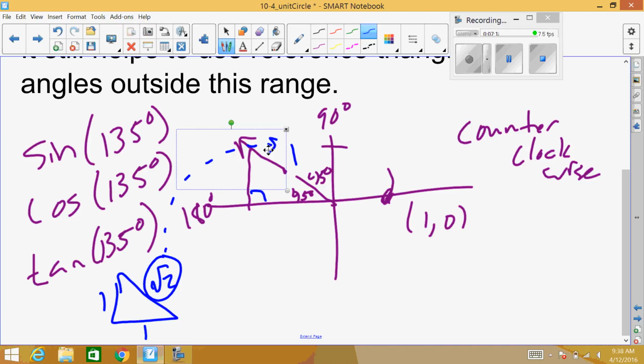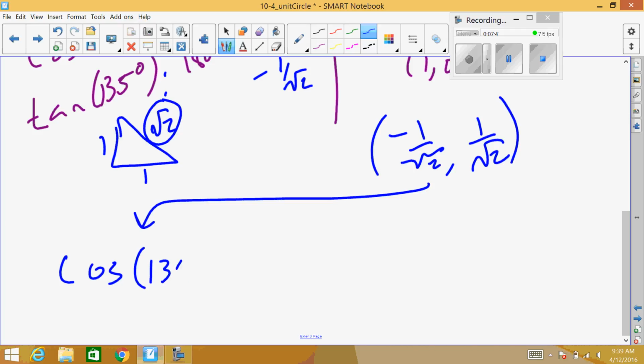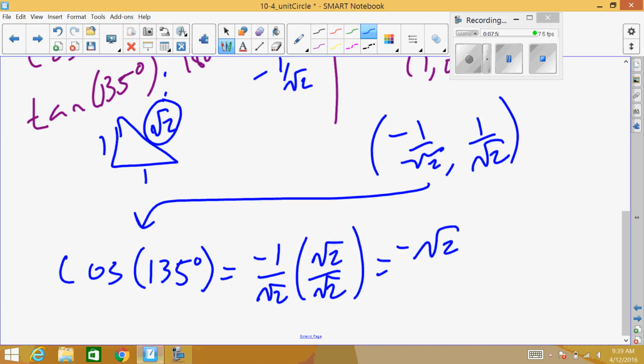So I'm not going to rationalize these denominators yet. I'm going to say, then this side would be 1 over the square root of 2, but it's to the left, so it's negative. This side would be 1 over the square root of 2, and it's still up, so it's positive. So that means my point right here is negative 1 over the square root of 2, not rationalized yet, and 1 over the square root of 2, positive, again not rationalized. But what that tells me is that this is the cosine of 135 degrees. And if I rationalize that, I get negative square root of 2 over 2.